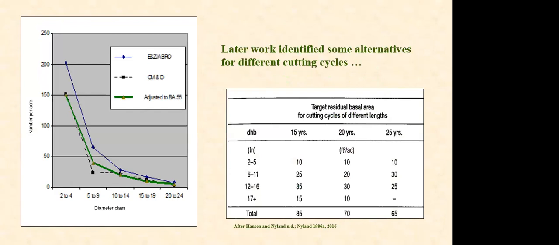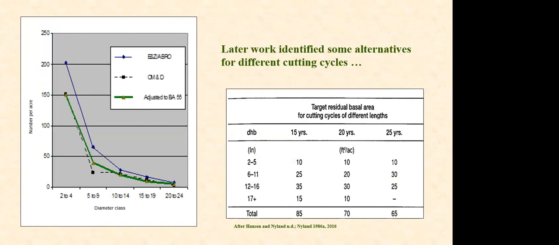With some work that Jerry Hansen and I did, we were able to put together through simulation some alternative structures that would be associated with 15, 20, and 25-year cutting cycles. And there's the green line associated with about a 25 to 30-year cutting cycle. So for 15 years, we would say leave about 85 square feet. For 20 years, about 70. And for 25 years, about 65 square feet.